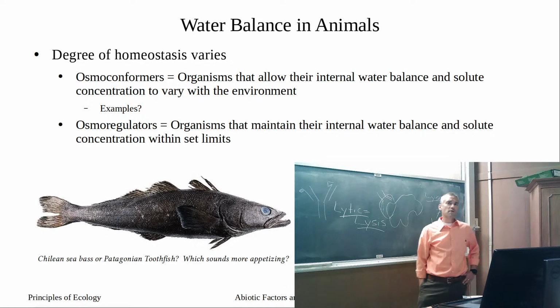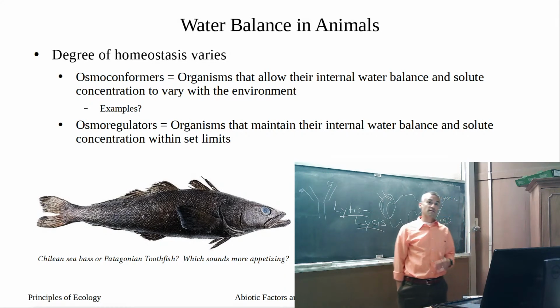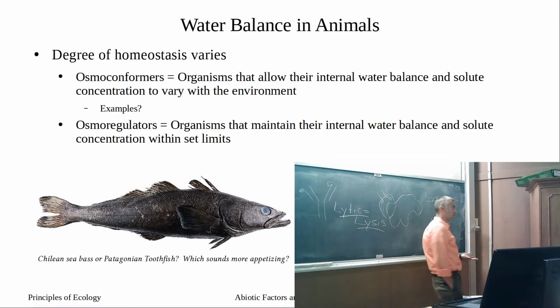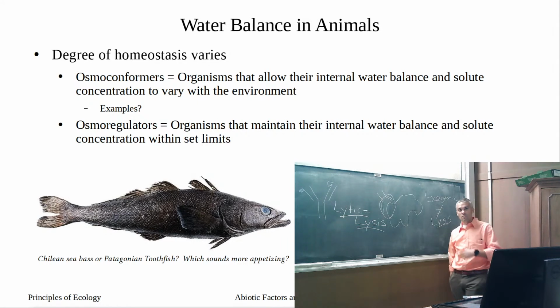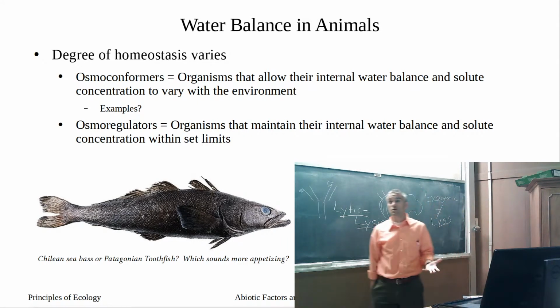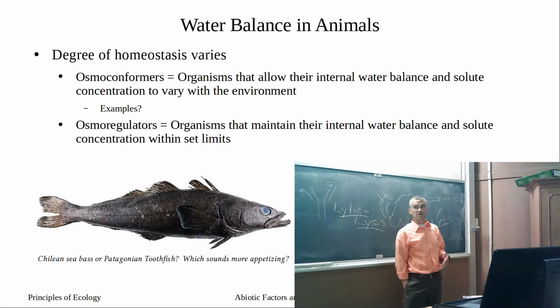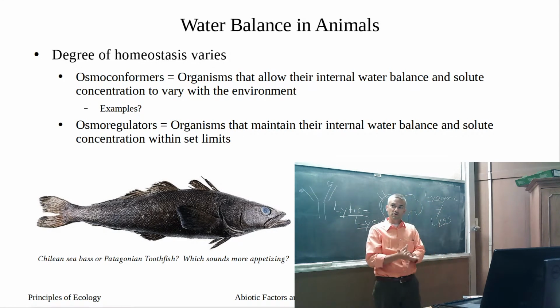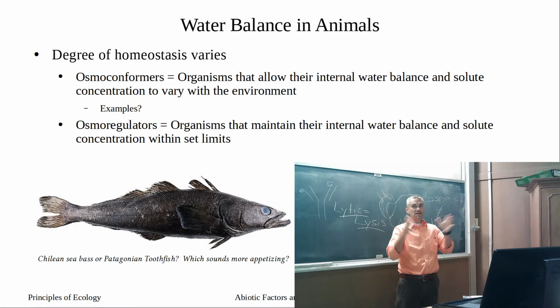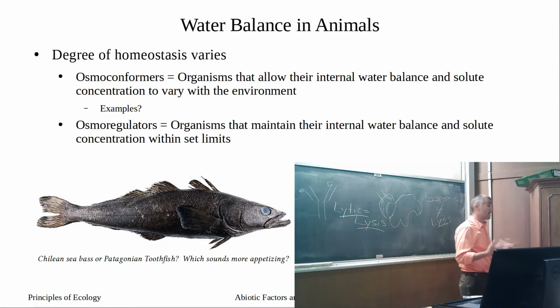The degree of homeostasis in our animal world is going to vary. We have some animals that are osmoconformers, some that are osmoregulators. Homeostasis is that physiological mechanism to maintain the internal conditions within narrow parameters, or within some defined limits, I should say. We think of that as temperature, but it's also related to water.